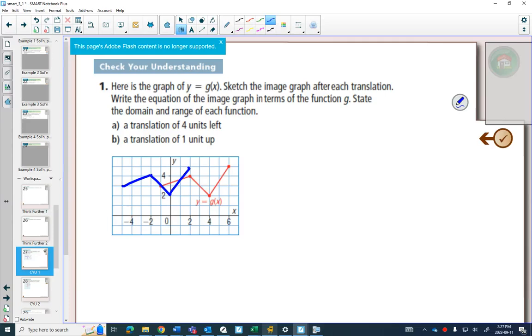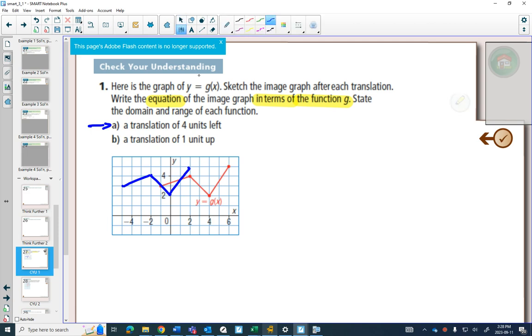So first of all, it says, here's the graph of y equals g of x. We want to sketch the image after a translation of 4 units left. And like I said before, I'm going to color code things. So I'm going to do all of A in blue. And then it says, write, I'll highlight this, write the equation in terms of the function g.